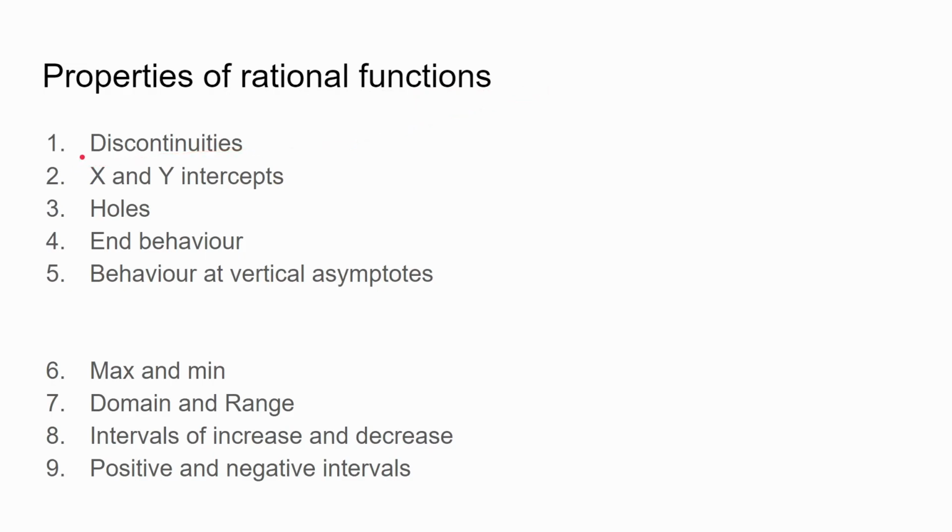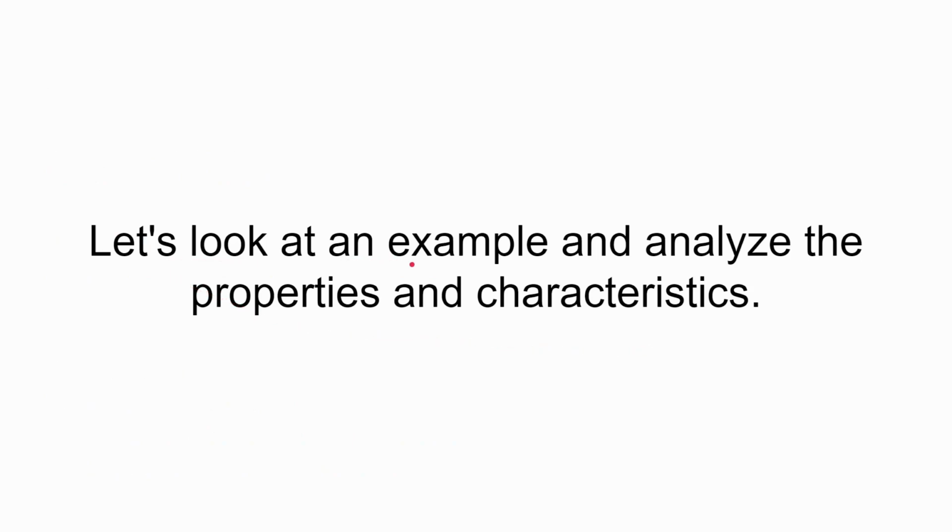So we're going to use the discontinuities, x and y intercepts, holes, and behaviors at vertical asymptotes in order to graph the function, and then we'll take a look at their max and min, domain and range, intervals of increase and decrease, and finally their positive and negative intervals. So let's look at an example and analyze the properties and characteristics afterwards.